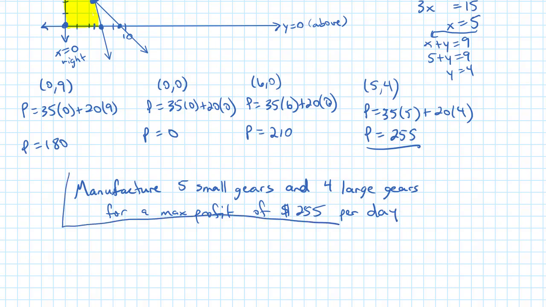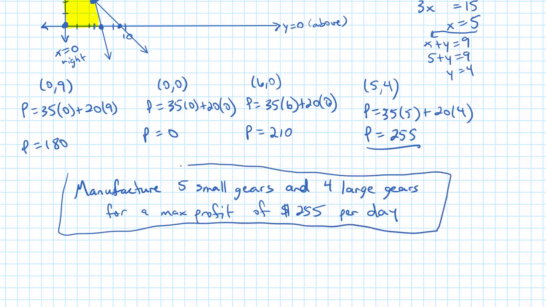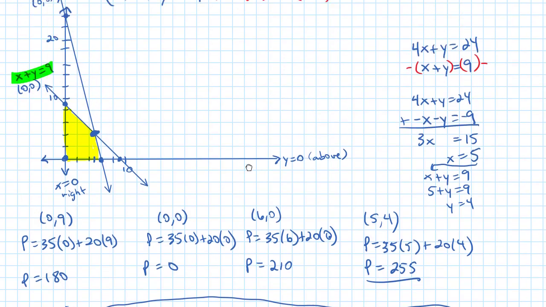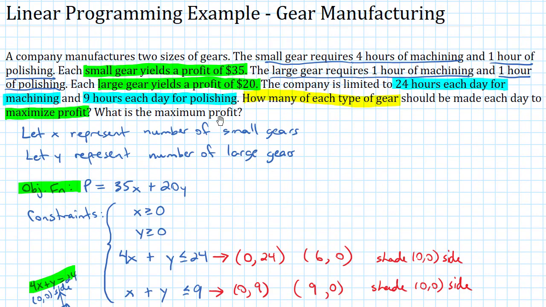And that's a quick run through of all the pieces of a linear programming problem, where we're trying to, in this case, maximize profit based on manufacturing constraints.